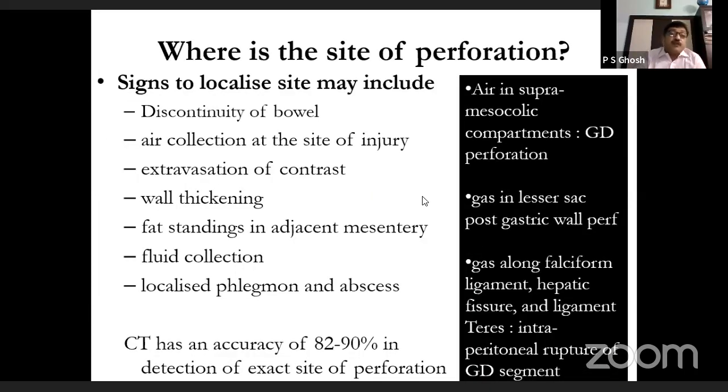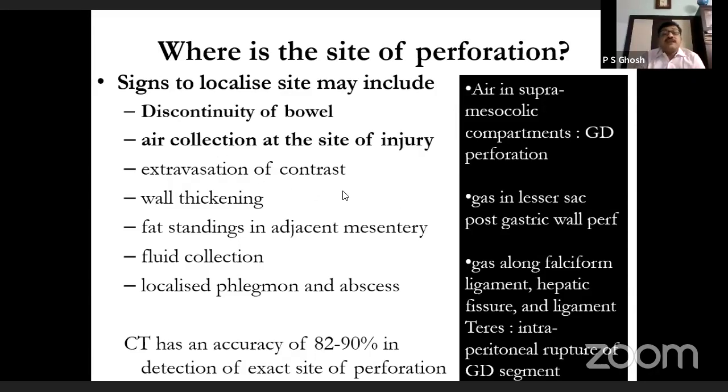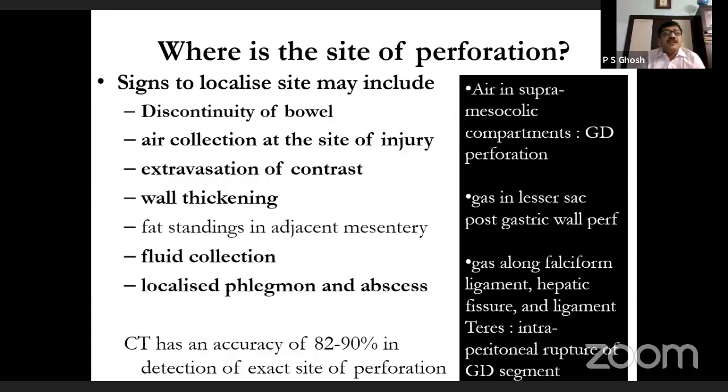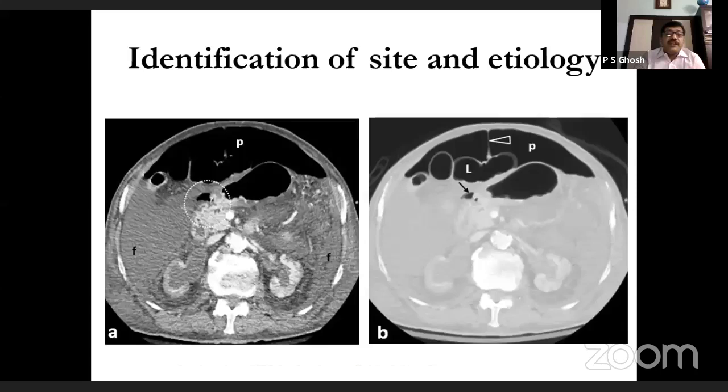But where is the site of perforation? We have to look for the discontinuity of the bowel, air collection at the site of the injury, extravasation of the contrast, wall thickening, fat stranding in the adjacent mesentery, and localized fluid collection. So we have to look where the signs are more, then the chance of detection of the site of perforation is very high. Here in this case, we can see that there is pneumoperitoneum.